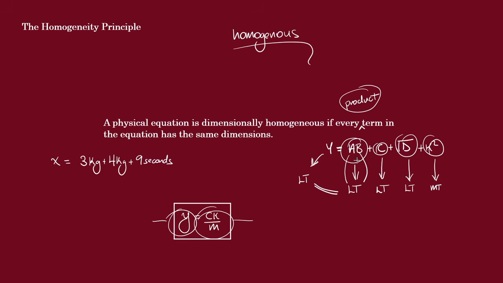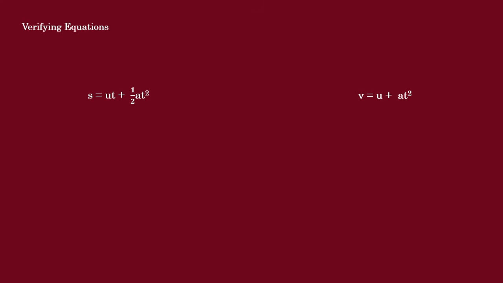It doesn't have to be a sum of products. An equation is homogeneous if every term in the equation has the same dimensions. So let's get to applications of this. The coolest thing, or the most apt thing we can use the homogeneity principle to do, is to verify equations. So let's do this first.